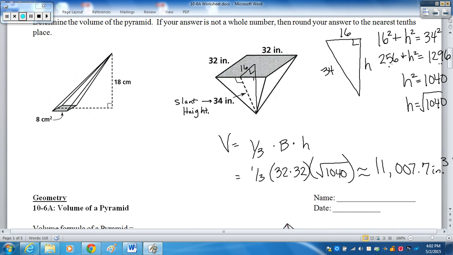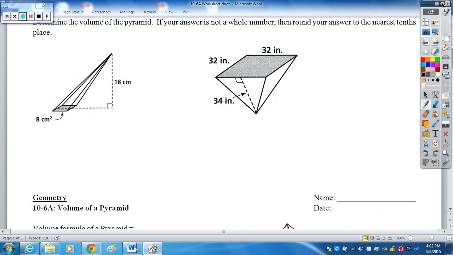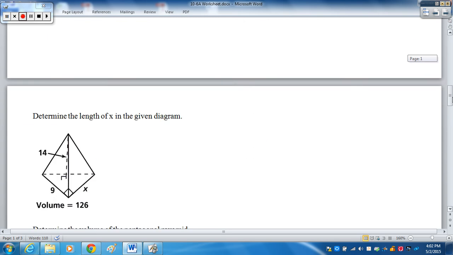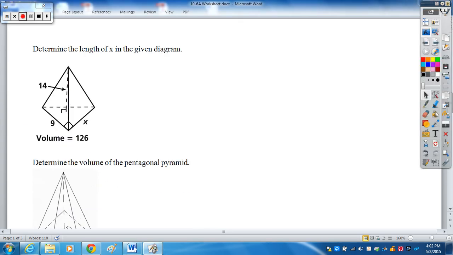All right, let's move to the back side. And the type of questioning differs a little bit from here on out in the fact that now I'm going to give you the volume and I'd like you to figure out a dimension within the figure. All right, so here's what I want you to see. This base down here, this right angle is referring to the base. So if I was to redraw this base over here, the base of this triangular pyramid looks something like this. Okay, so just keep that in mind.